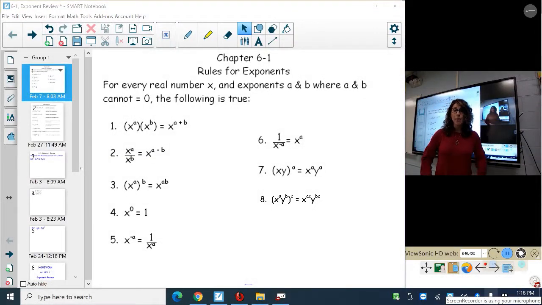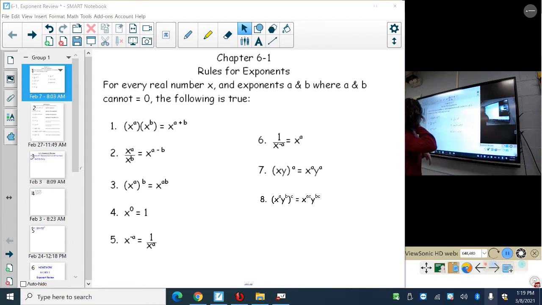Okay, today we're starting a new chapter, and the new chapter is going to be chapter 6, talking about exponents, rational, when to add, when to subtract, when to multiply, and what all we have to do with those. So a lot of this is going to be review from Algebra 1, so we're just going to jump right in. So here's the rules.